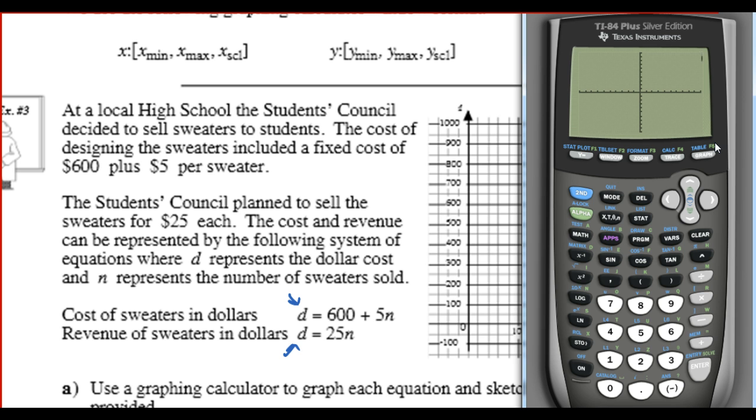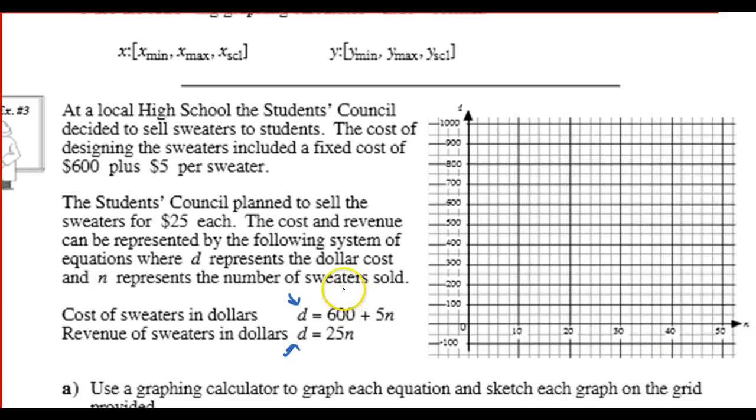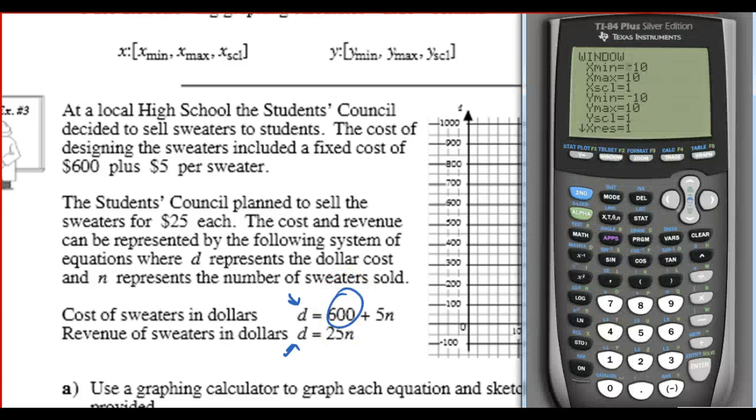So if I go ahead and graph this, the intersection is not going to show up here because these numbers are so big. I get some crazy window like this, so I have to mess around with the window in order to get this intersection. First, because of this 600, that's the y-intercept, so I'm going to make my y max 700 and see if that changes anything.